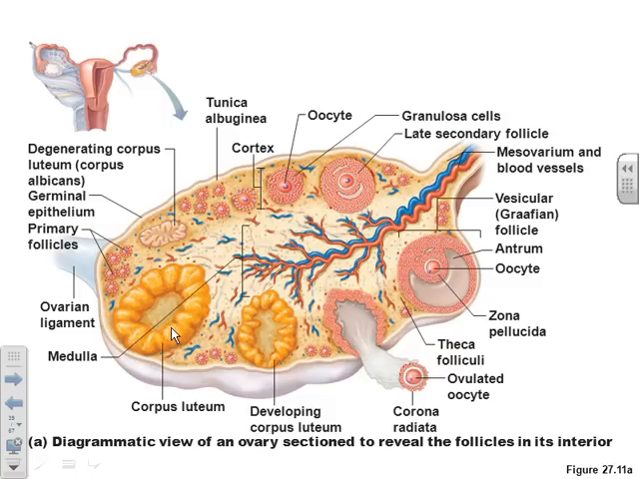The scar tissue is actually capable of secreting a hormone known as progesterone. This progesterone is going to signal the body that an egg has been released and it's time to move back towards the beginning of the monthly cycle.